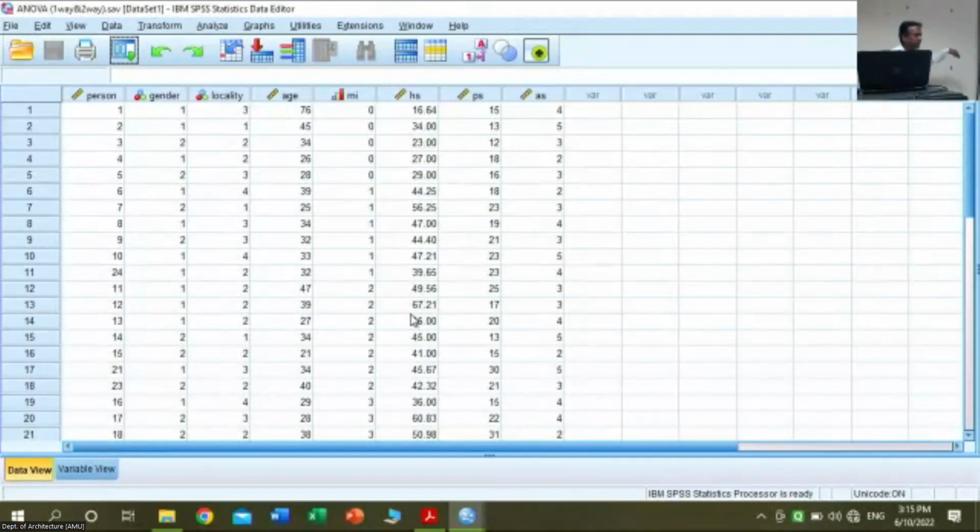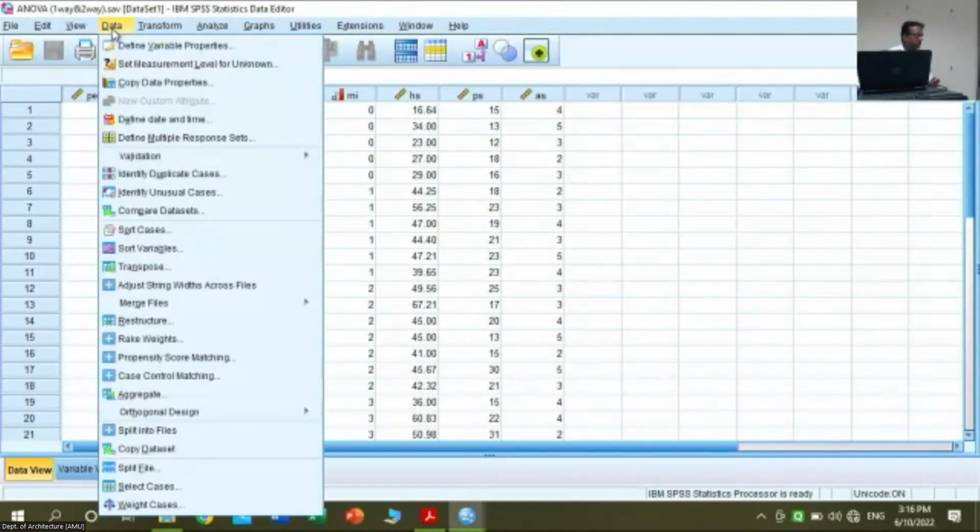But in our data, this is a combined data file. First we'll split this data file into 4 groups. It will be internally split. It will not be shown here, but when I perform that command, this data file will be internally split. So see here what we'll do first.